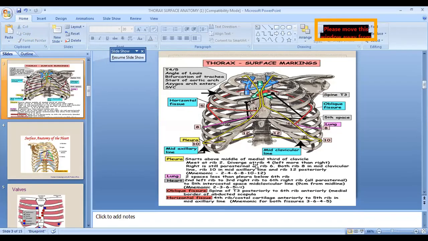Then horizontal fissure, see this is the horizontal fissure you are finding here. In this horizontal fissure, you have to start from the fourth rib, costal cartilage anteriorly, then it is moving almost up to the mid axillary line up to the eighth rib. So that is the horizontal fissure. Okay, so these are the surface markings of the heart.